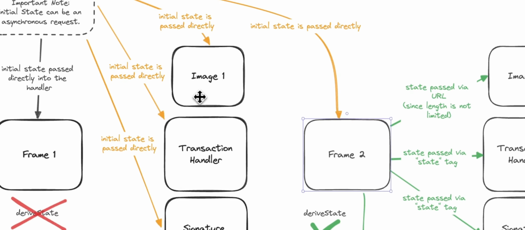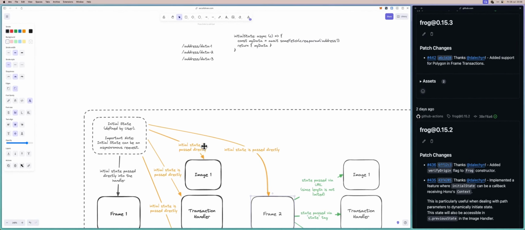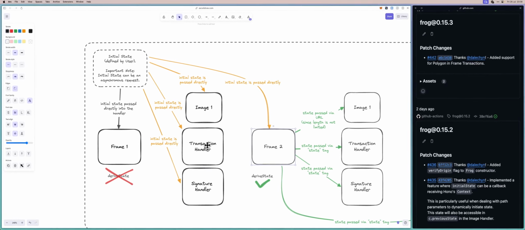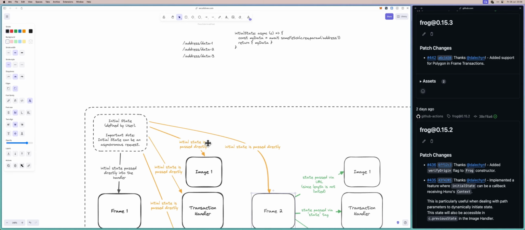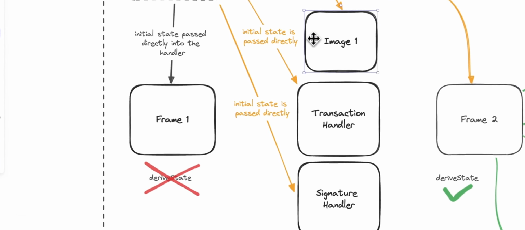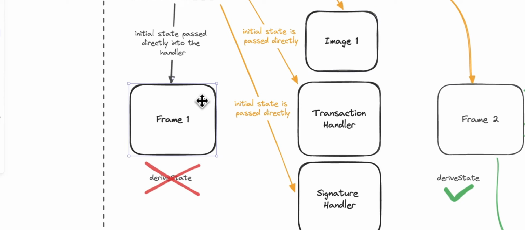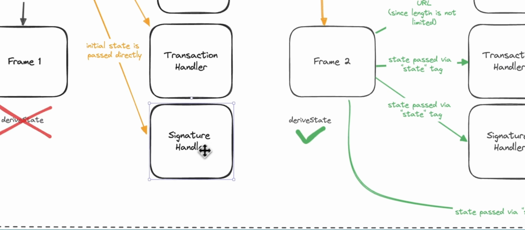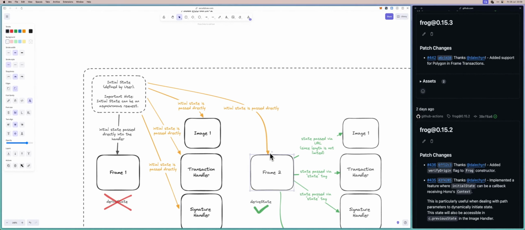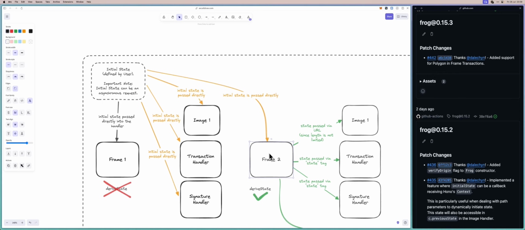Next one is that since initial state is passed in multiple places, Frog does not do any sort of caching of this initial state, which means that if you have an asynchronous function there that fetches some sort of data, you should be aware that it's not going to be idempotent and that this fetch is going to occur on the very first frame response, on the image response in case you're using it, then on the next transaction handler or signature handler, and on the next frame as well. So your initial state, if that's a function, is going to be called a lot of times, and that's something that you should be aware of.